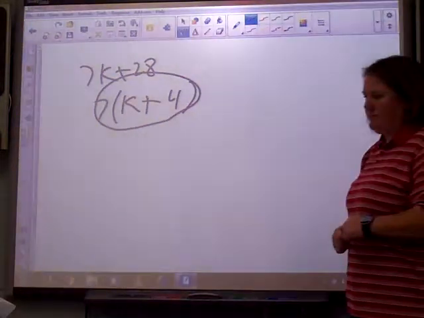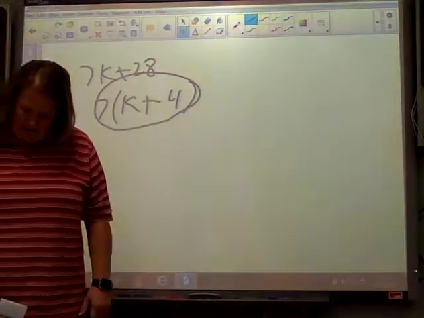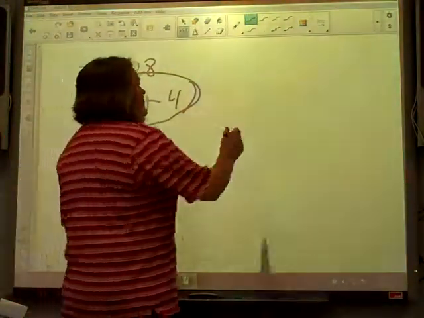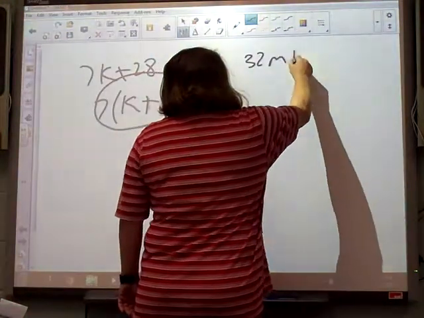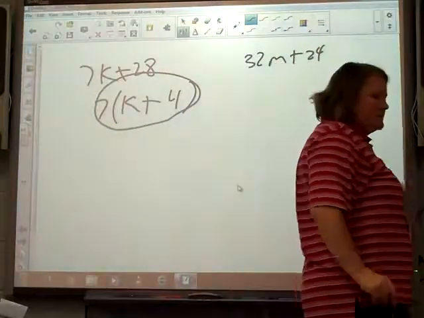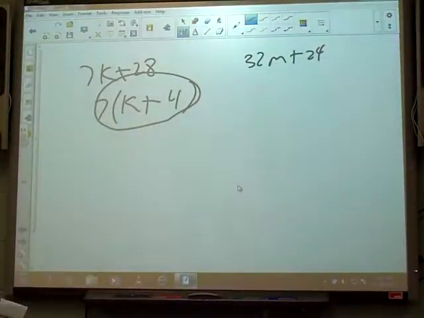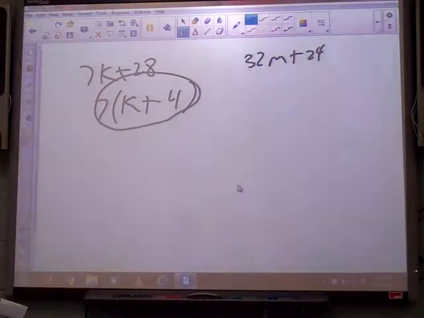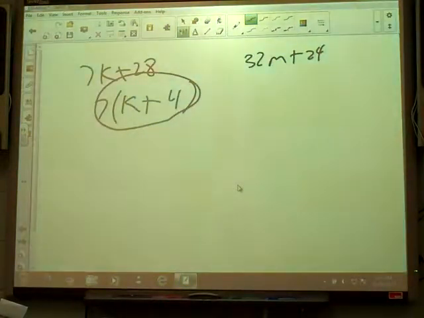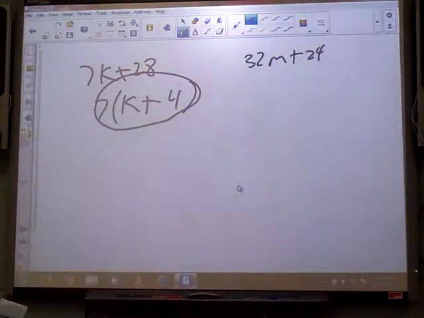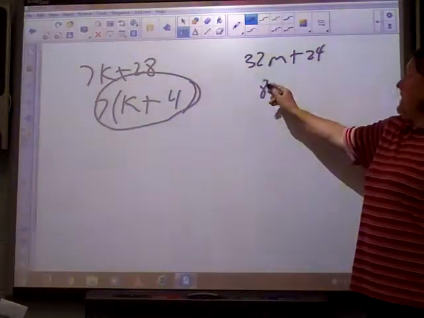Okay, all right. What if we added here 32M plus 24? Still sticking with the binomial. 32M plus 24. Do we have a GCF? 4 is a factor. Is there a bigger one? 8. 8 is it. Very good. So I'm going to factor an 8 out.